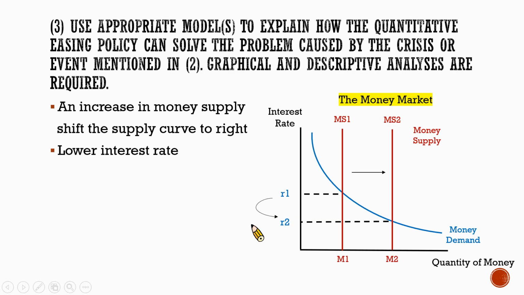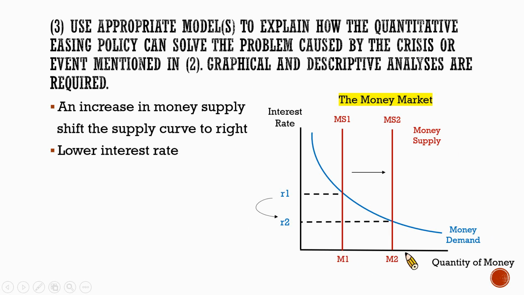In the second question, we mentioned the COVID-19 pandemic that caused a recession in the U.S. economy. And now I'll use appropriate models to explain how the quantitative easing policy can solve this problem. Let's look at the first graph.